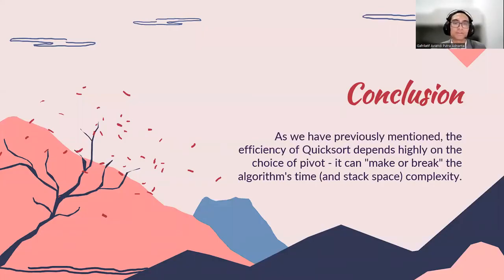So in conclusion, as we have previously mentioned, the efficiency of quicksort depends highly on the choice of pivot. It can make or break the algorithm's time and stack space complexity. However, despite all this, quicksort has a relatively low space usage and simple implementation, making it a very efficient and popular algorithm.